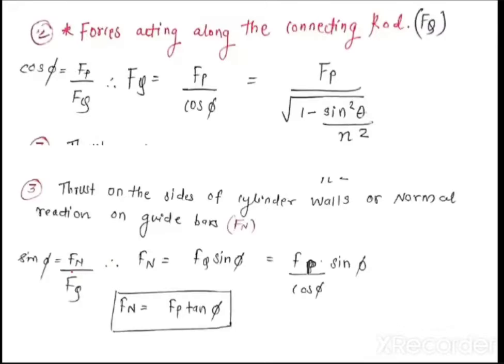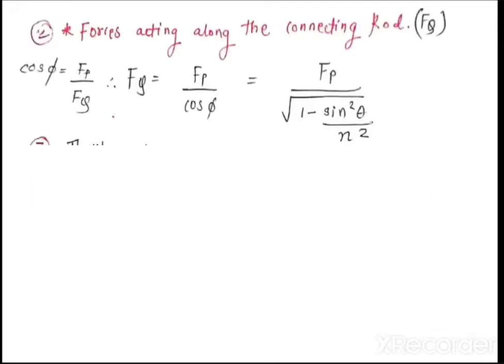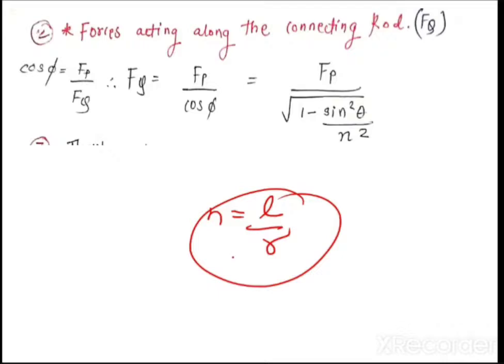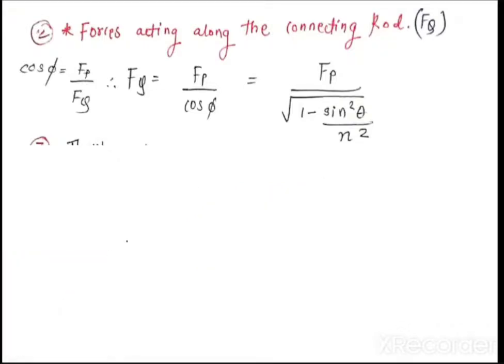So this is how I find out. Now in the figure I have shown you how to use the geometry, so directly use here. So cos phi is equal to Fp upon Fq. Fq is nothing but a force acting on the connecting rod, so Fq is equal to Fp upon cos phi. And here cos phi is nothing but square root of 1 minus sin square theta upon n square, where n is nothing but L upon R, that is obliquity ratio. This is nothing but the geometric formulas I am using to calculate this.